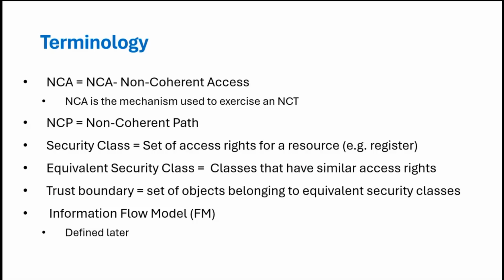So the terminologies to be discussed must be, I think, known to everyone. NCA stands for non-coherent access. NCP is the non-coherent path. Security class is a set of access rights for a given resource. Equivalents of security classes are also called trust boundaries. So the classes which have similar access rights, and the trust boundary, which is the set of objects which belong to the equivalent security classes. And IFM stands for the information flow model.